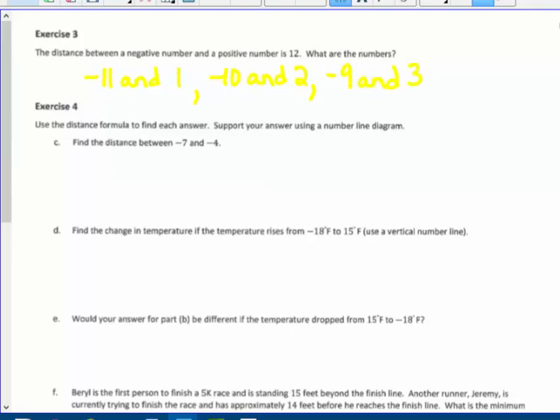They're going to be 12 apart, 9 to 0, and then 3 more. And you can keep following this pattern. Negative 8 and 4, dot, dot, dot, all the way to negative 1 and 11.